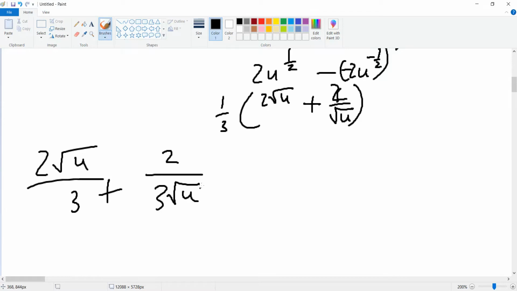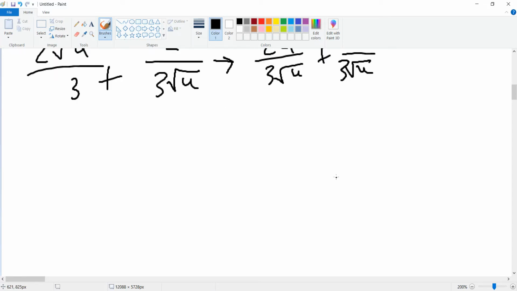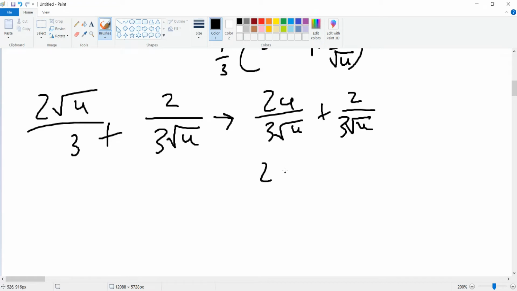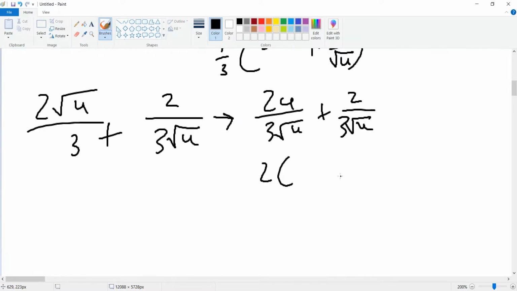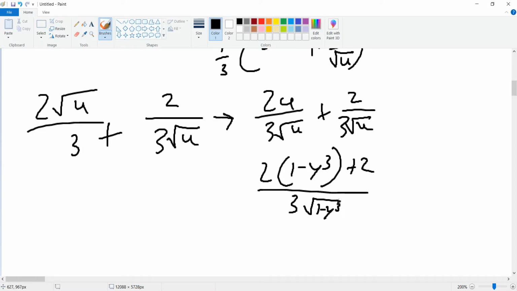Then after you do that, you can create a common denominator by multiplying this by square root of u over square root of u, which will create 2u over 3 square root of u plus 2 over 3 square root of u, which you can further simplify into 2 times, and if we go back up, remember u is negative y cubed plus 1, so we can go 2 times 1 minus y cubed plus 2 all over 3 root of 1 minus y cubed.